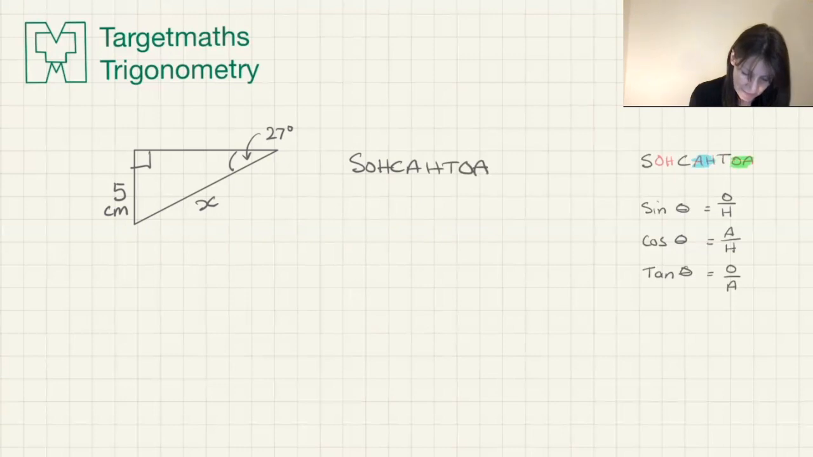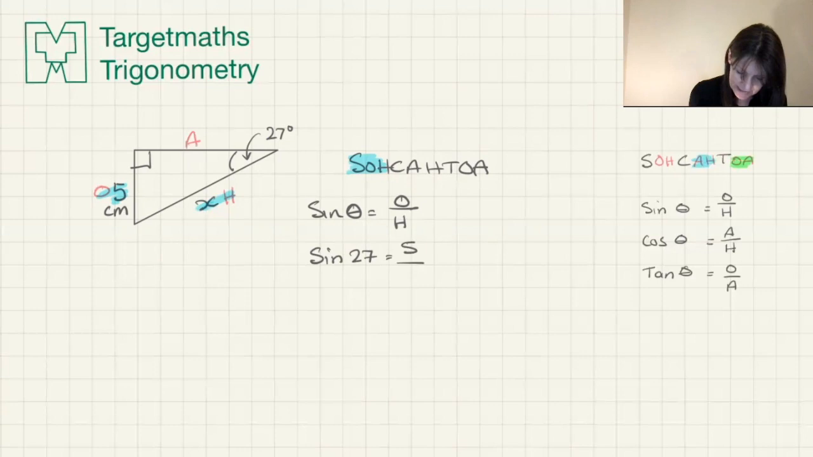Okay, so my opposites over here, my H and my A. The two sides that are important are these two. That's O and H. O and H is the sine function. So I've got sine theta equals O over H. Put in the information: sine, the angle is 27, O is 5, and H is X. Okay. Everything was as we have seen it up until this point.